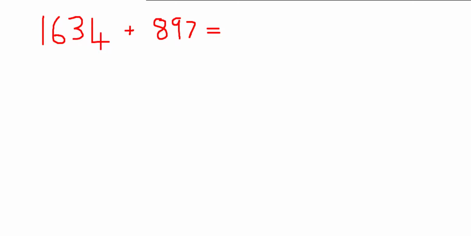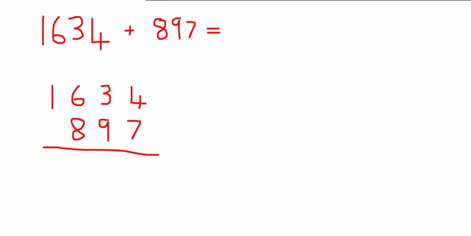Okay. So this one is called column addition, and it's when you get bigger numbers that you need to add together. Now this example here is not particularly good because it would be much easier to actually use a strategy and just add on 900 and then take away 3. But ignoring that, here's how you do it using column addition. First of all, you lay out the numbers a little bit differently than normal. You lay them out in what's called columns.